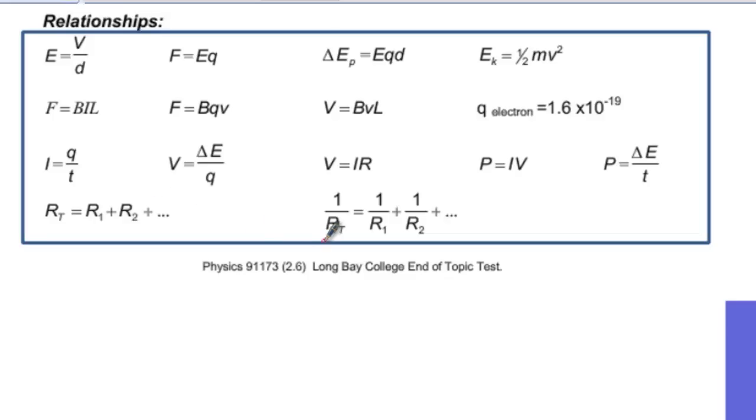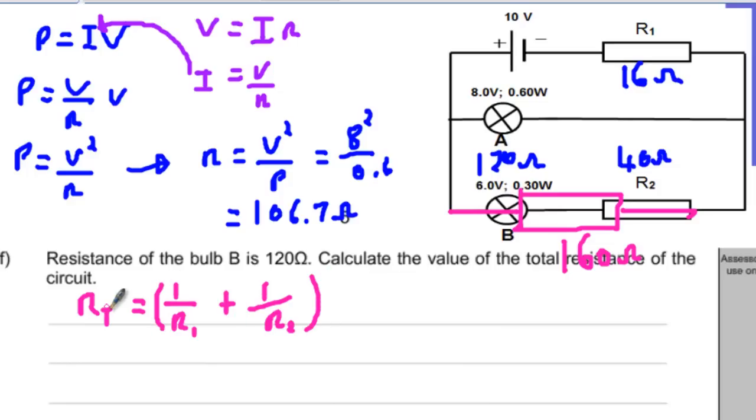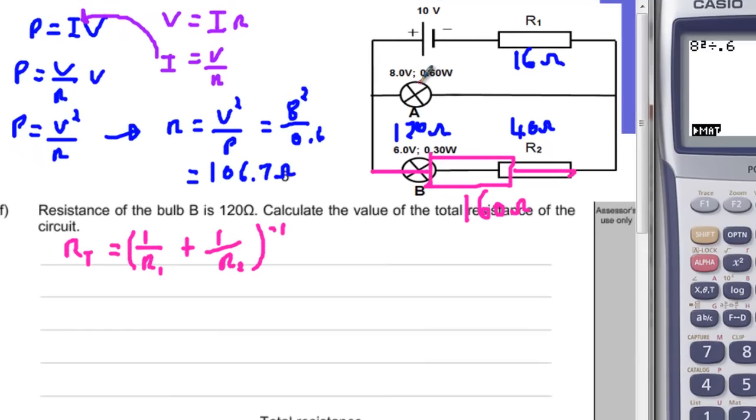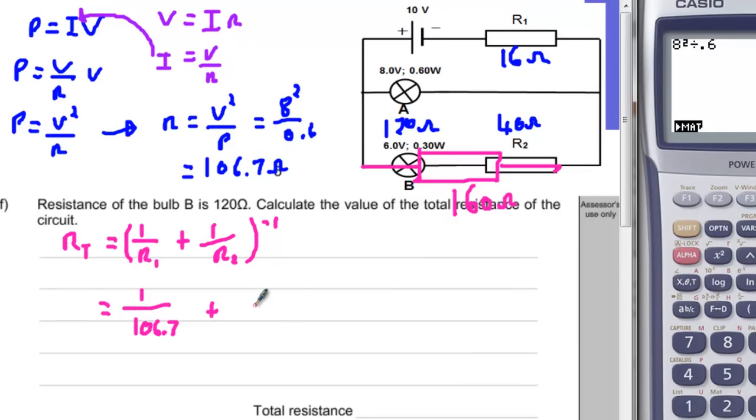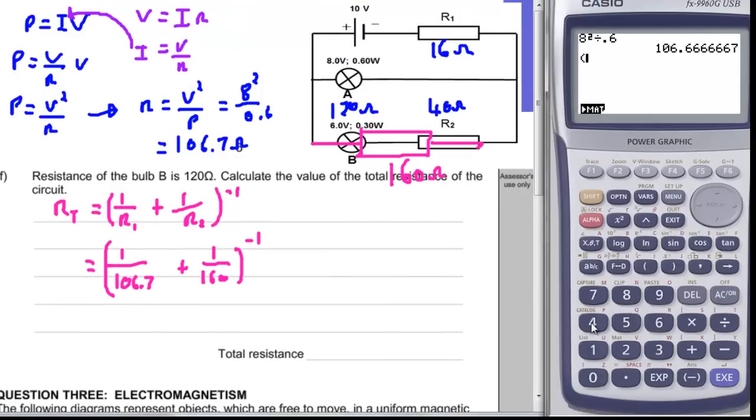The formula for resistance in parallel is this one here. 1 over R total equals 1 over R1 plus 1 over R2, which I like to write as R total equals all of that to the power of minus 1. So R1 in this case is our 106.7 and our R2 is 160. I can simply type that into the calculator: bracket 1 divided by shift answer, because that's stored in the calculator, plus 1 divided by 160, then to the power of minus 1. Execute, 64 ohms.